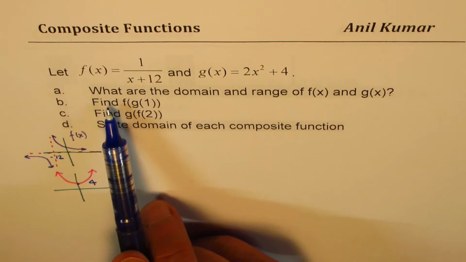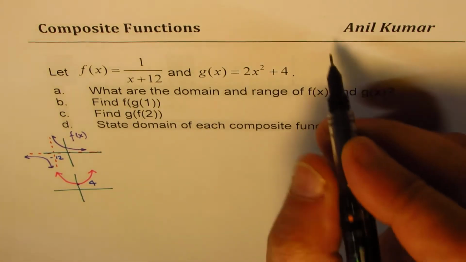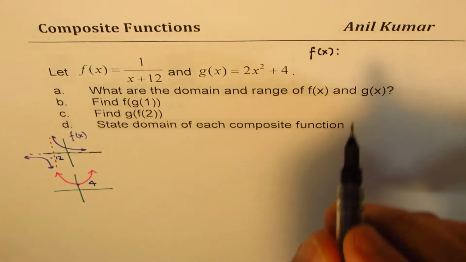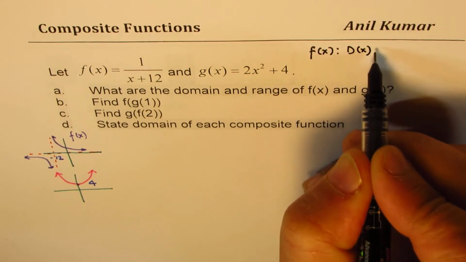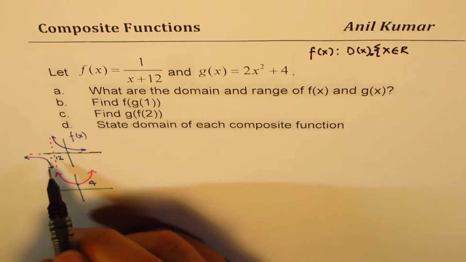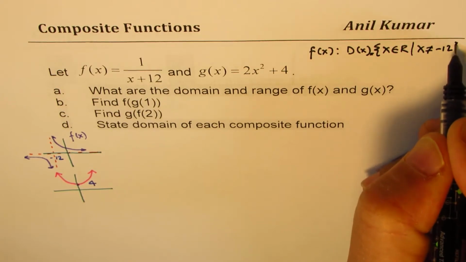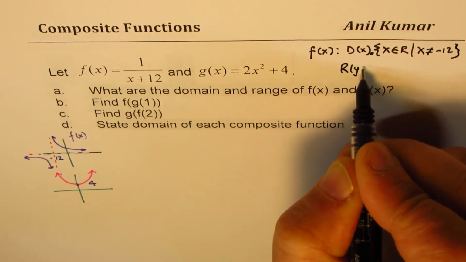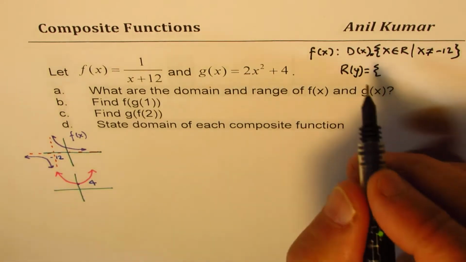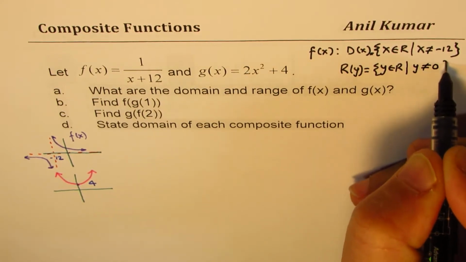The first one. What are domain and range of f of x and g of x? Let me use this space here for f of x. So for f of x, the domain is what? Clearly, domain is x belongs to real numbers. However, x is not equal to minus 12, right? So x is not equal to minus 12. As far as the range is concerned, range is all real numbers, but not equal to 0. So y belongs to real numbers and y is not equal to 0. Clear, right?